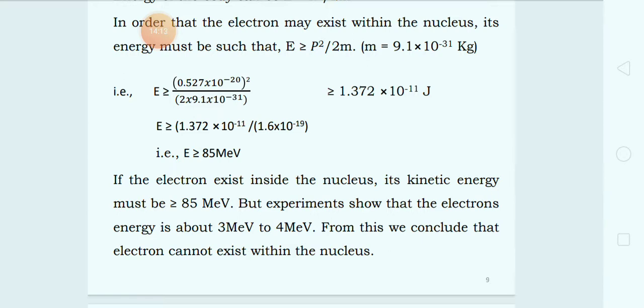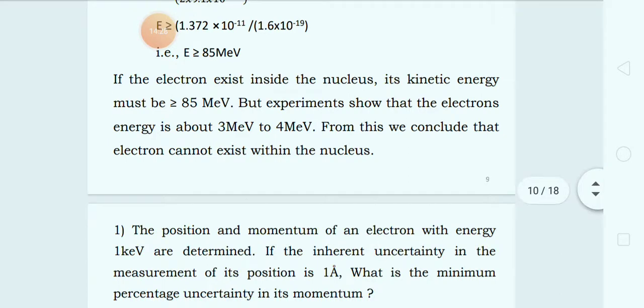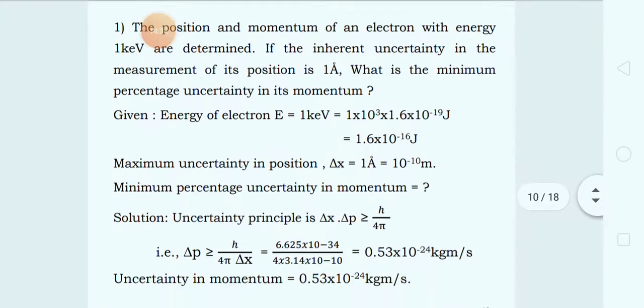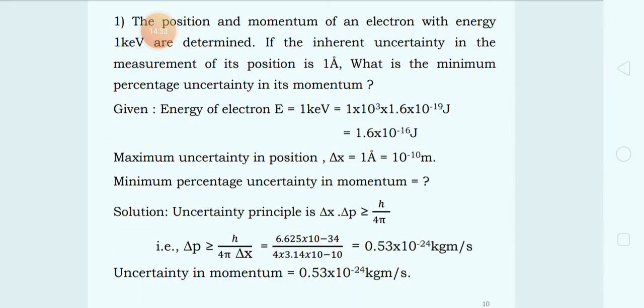From this, we can conclude that the electron is not existing inside the nucleus. Electron cannot exist inside the nucleus. So let us see some problems related to the Heisenberg uncertainty principle.